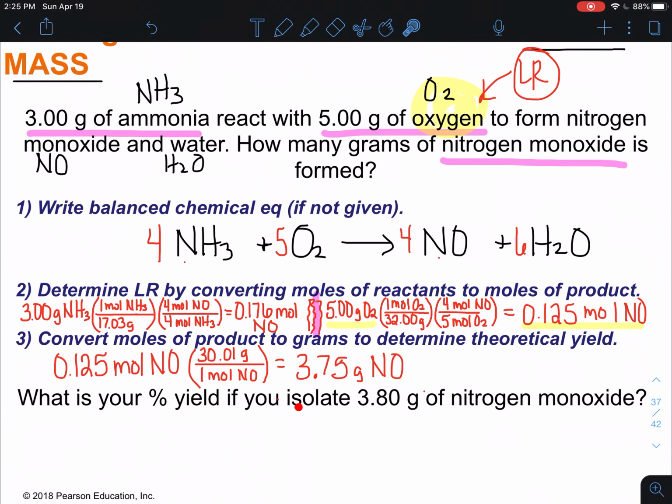So what is your percent yield if you isolate 3.8 grams of nitrogen monoxide? Our theoretical yield was only supposed to be 3.75. For some weird reason, you isolated a little bit more than that, 3.80. And that's okay, right? Sometimes that happens. I think that's what happened when you did your zinc iodide reaction. You actually isolated more than what you should have, so that's not a big deal.